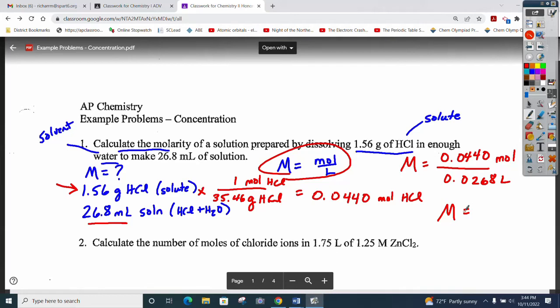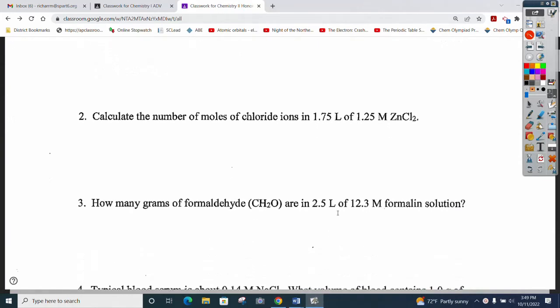And again, I'm going to round to 3 sig figs. I'm getting 1.64 as my final answer, and you can write your unit as moles per liter, or you can write it as 1.64 capital M for molarity if you prefer. Okay, let's do example number 2.